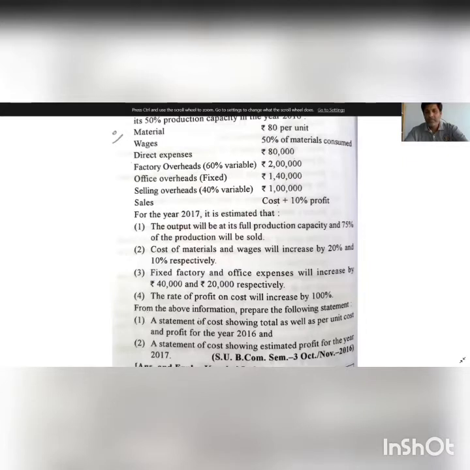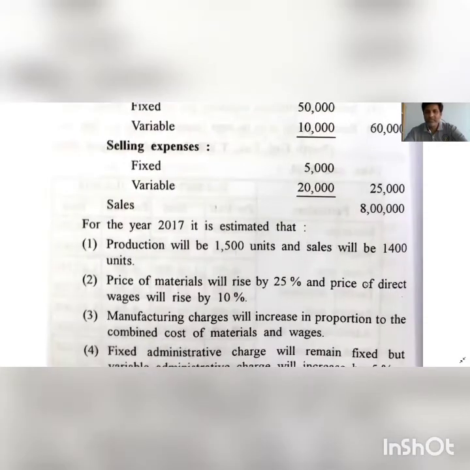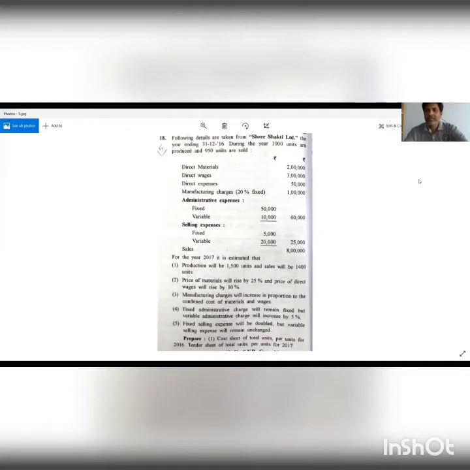From the above information, prepare the following statements: a statement of cost showing total as well as per unit cost and profit for the year 2016, and a statement of cost showing estimated profit for the year 2017. Now we check the answer for this question.